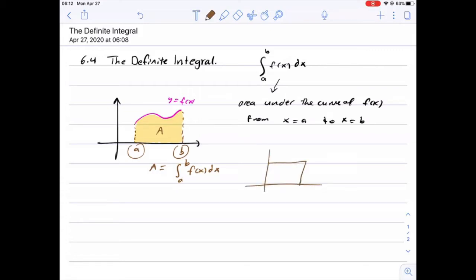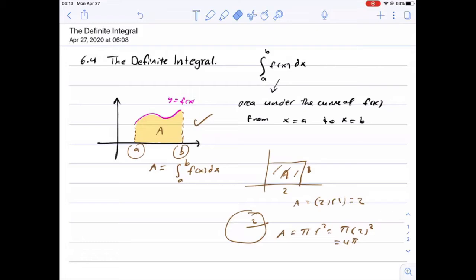For example, if we have a rectangle, the length is 2 and the width is 1, and I ask you to find the area, you say area is length times width, so it's 2 times 1, which is 2, and that's it, because this is a regular shape. If I give you a circle of some specific radius, you say the area of this circle is pi r squared, that's pi times 2 squared, it's 4 pi, and that's it. But as you can see, the area under this function is not a regular shape. So how do we find these areas? To find these areas we can use integrals.